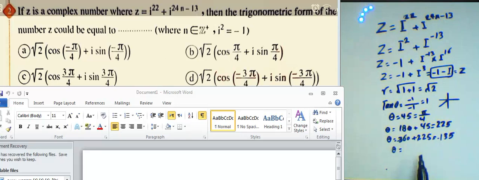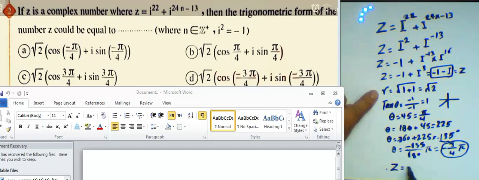We must multiply the number here by pi, divided by 180, to convert from degrees to radians. It will be negative 135 divided by 180, equal to negative 3/4 pi. This is theta. So we can write Z in the simplest algebraic form.